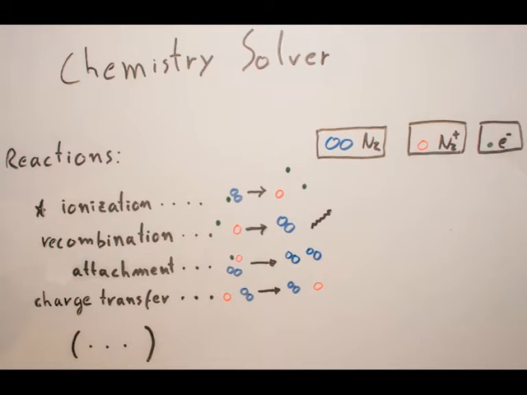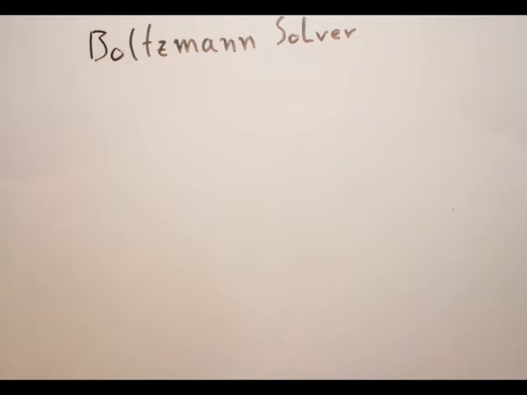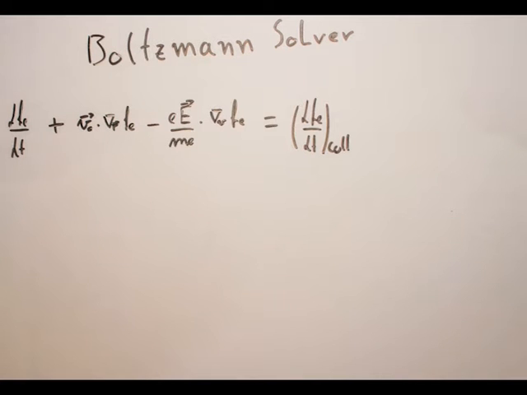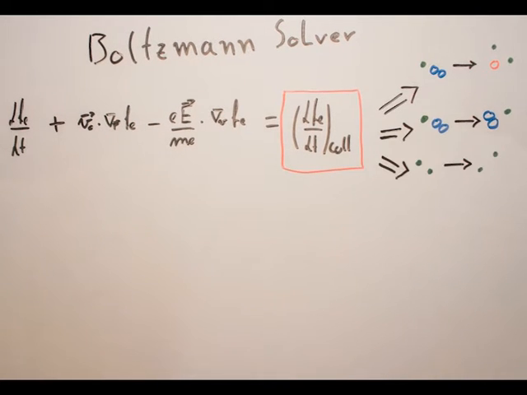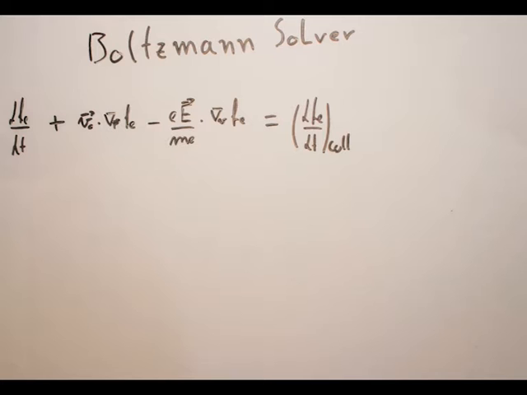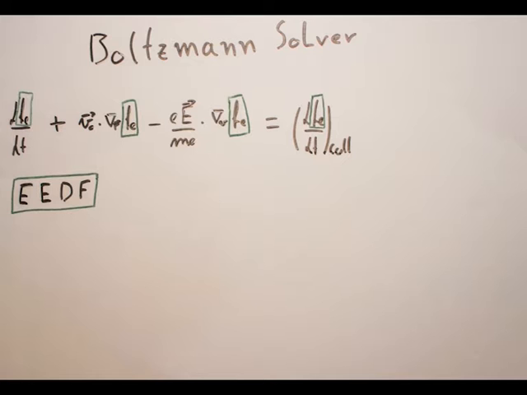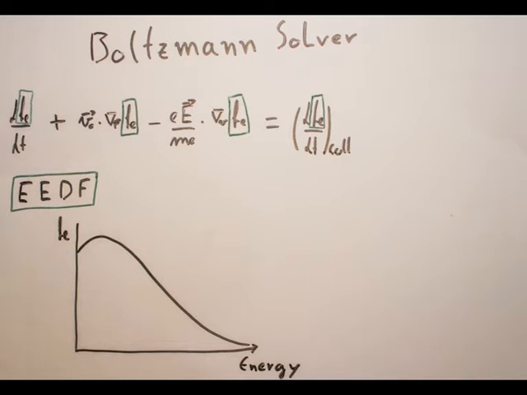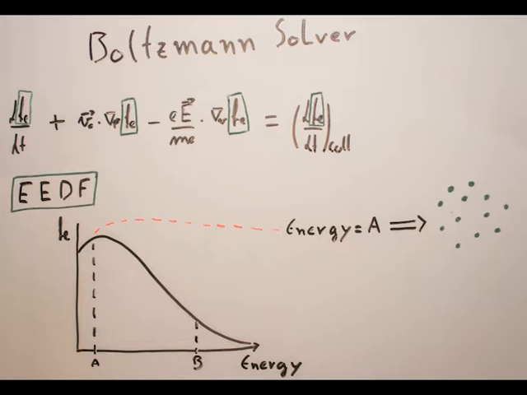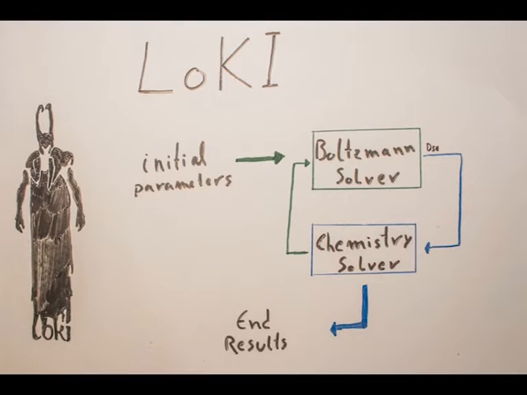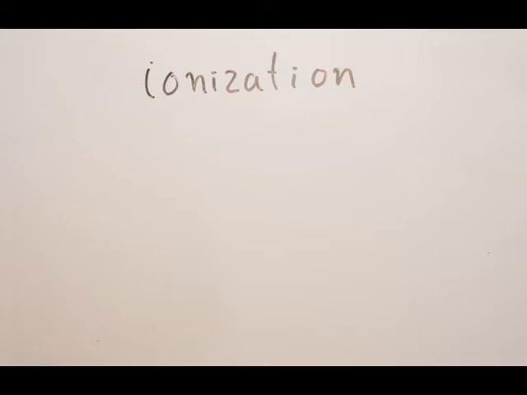Since many of these reactions are triggered by electrons, it has a Boltzmann solver. This module solves the electron-Boltzmann equation, accounting for electron collisional reactions, and as a solution it has the electron energy distribution function, or EEDF. This is a probabilistic function that tells the expected number of electrons for a given energy. With this function, it is then possible to calculate rate coefficients and other quantities to be used on the chemistry solver.